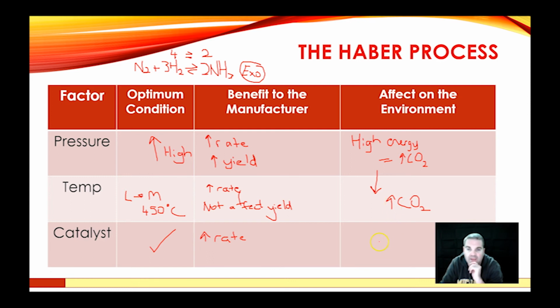A catalyst, the effect on the environment really is nil, because the benefit of a catalyst is that you only need a very small trace amount of the catalyst in order to increase the rate of a reaction. So that's really a benefit. Pretty much every chemical reaction industry uses a catalyst because there's very little downside. You increase the rate for a very small cost, and it's very beneficial.